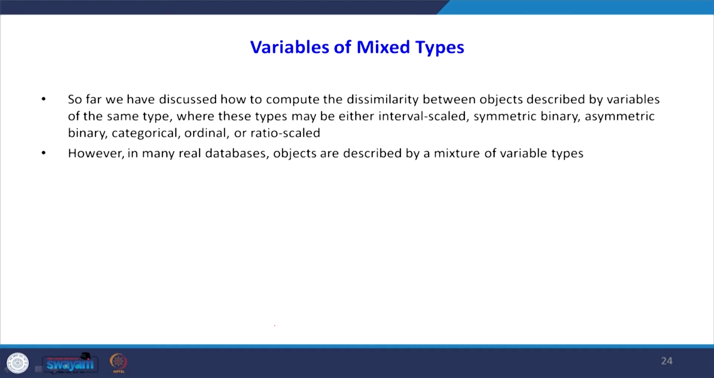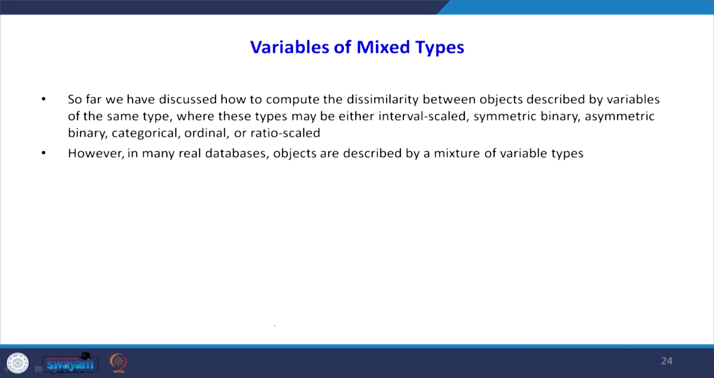Now, we will enter another type of variable. Whenever we do cluster analysis, there is a possibility that variables like categorical, interval, and binary may come together. That type of data, we call mixed types.